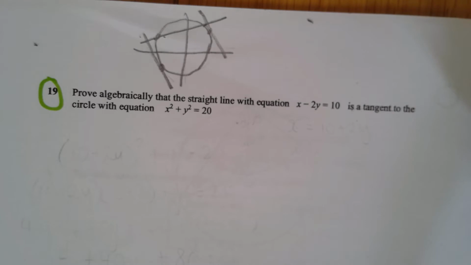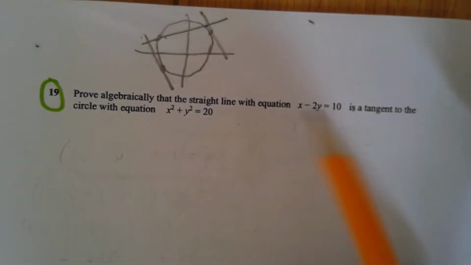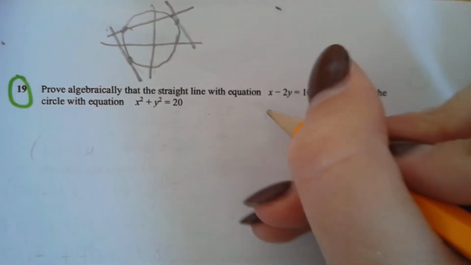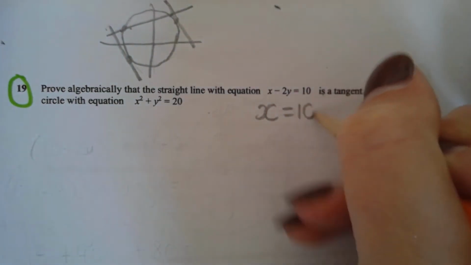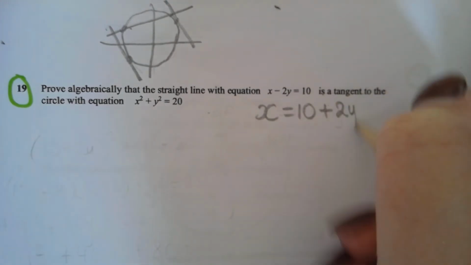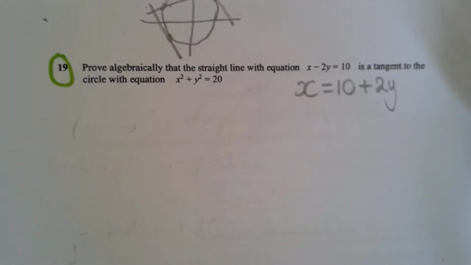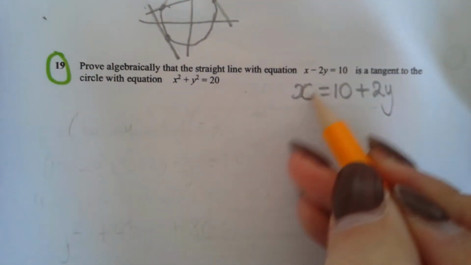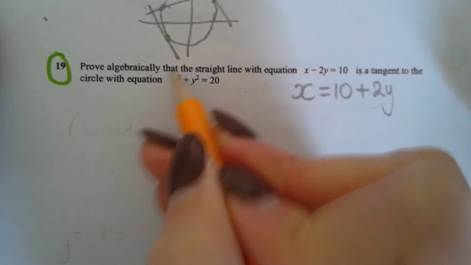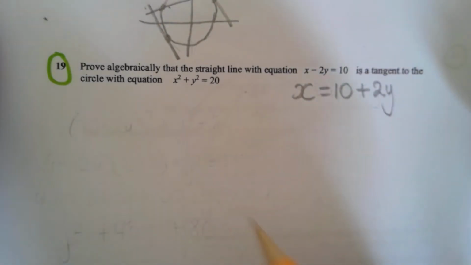So what we're going to do first is rearrange the equation for the straight line into a form to make either x or y the subject, so that we can substitute it in. I'm going to make x the subject, so then I don't have to divide by the 2. That gives us 10 plus 2y. So now I know that x is equal to 10 plus 2y. So wherever I see x, I'm going to replace it with 10 plus 2y.